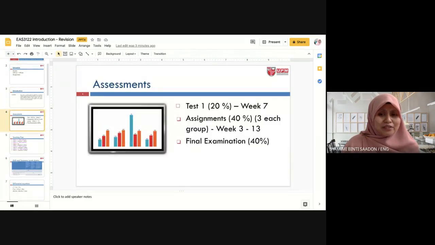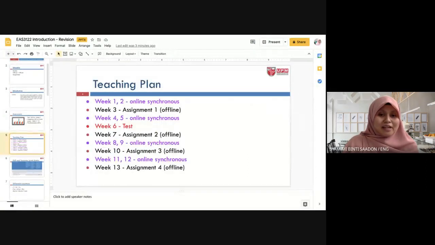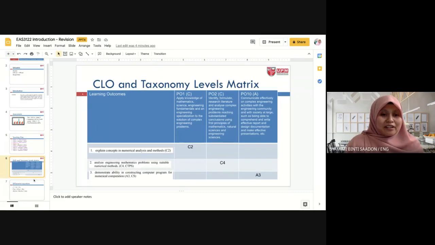And then we have test 1, 20%, with 7 assignments. 4 assignments I will give you starting from the third week, and you have to submit every 2 weeks. And then the final exam. So this is my plan for this course so far. If anything changes, I will get back to you. So week 1 and next week we will have online class like this, and then in week 3 I'll give you an assignment, so we will not have online class on Monday, but I will give you time to do the assignment. Then weeks 4, 5, etc., and then week 6 is the test.